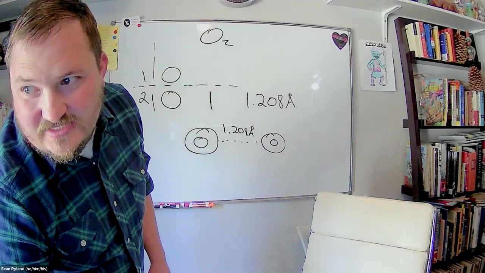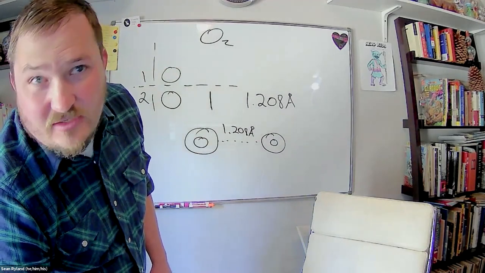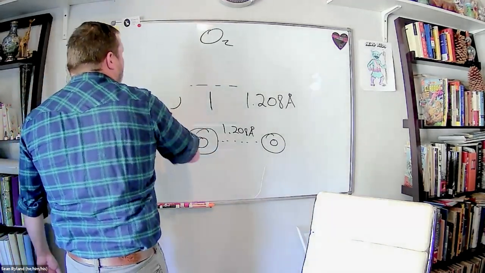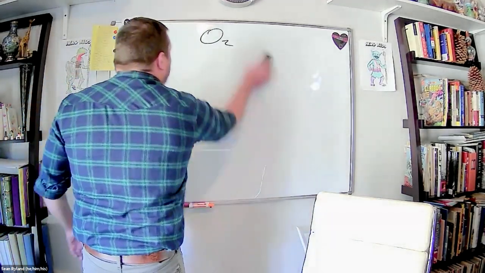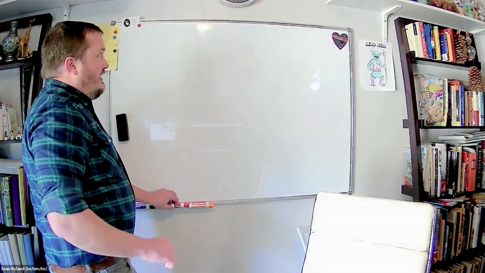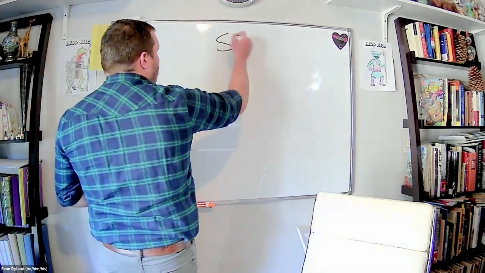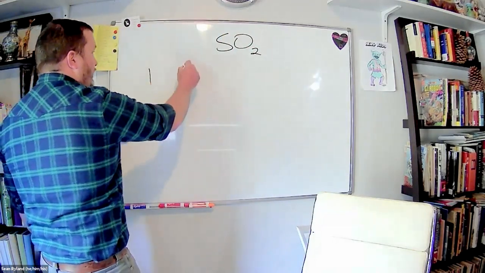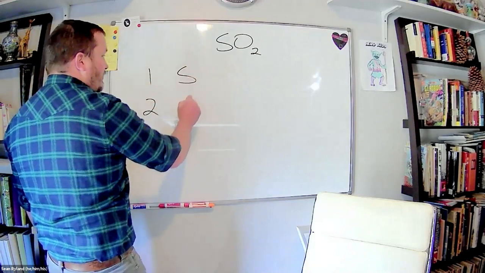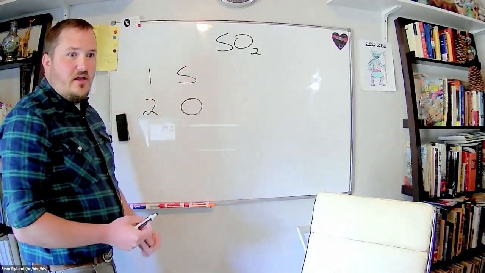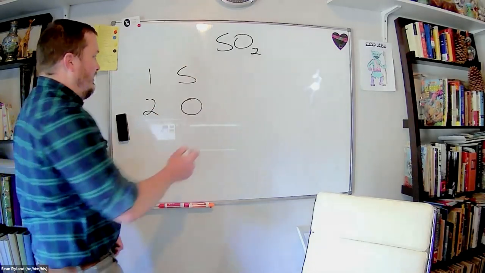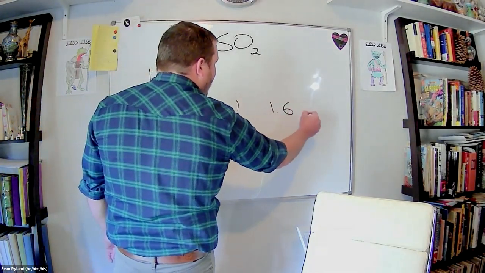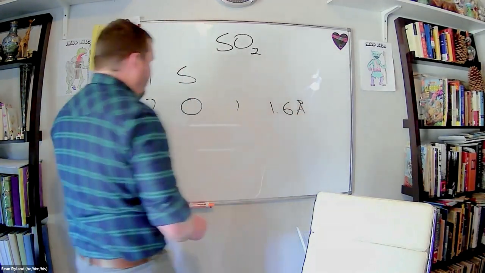What happens when we add a third atom though? What if we had, let's say we're looking at a simple molecule like sulfur dioxide, SO2. Well, we can say, okay, atom one is the sulfur, atom two is an oxygen. And I'm just gonna say, okay, make up a distance. It's probably about 1.6 angstroms away.